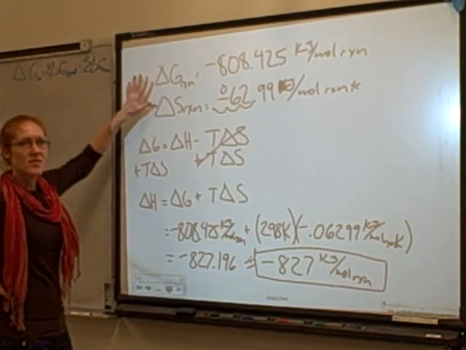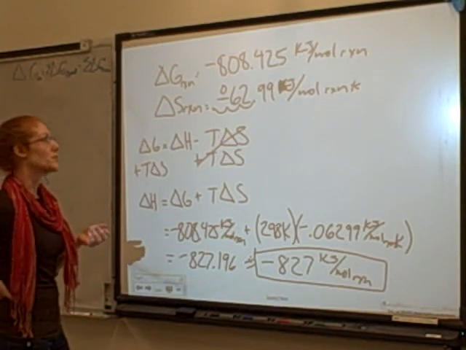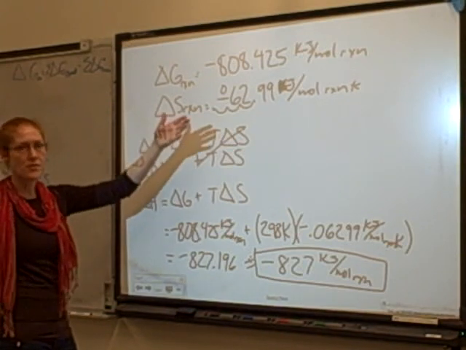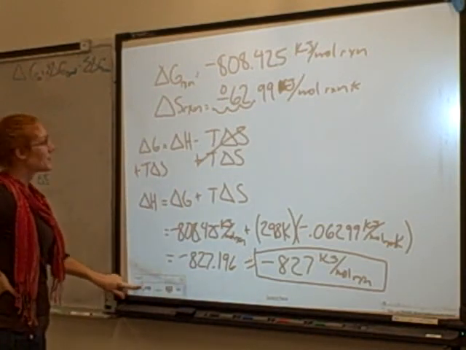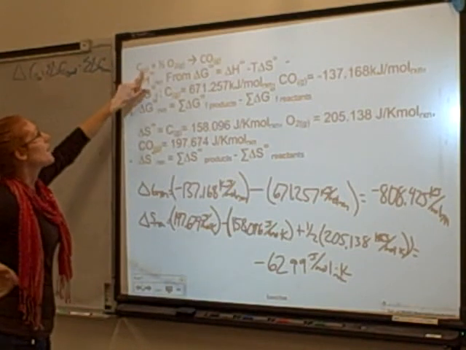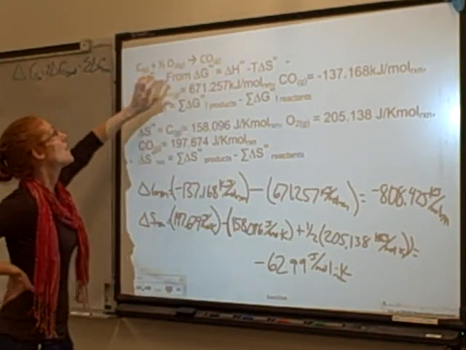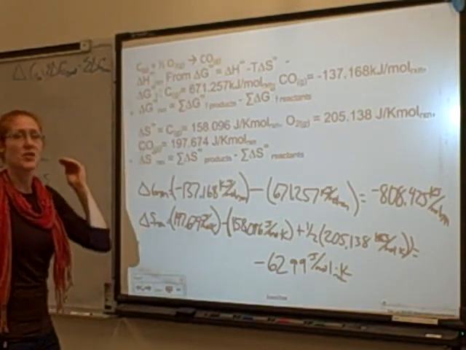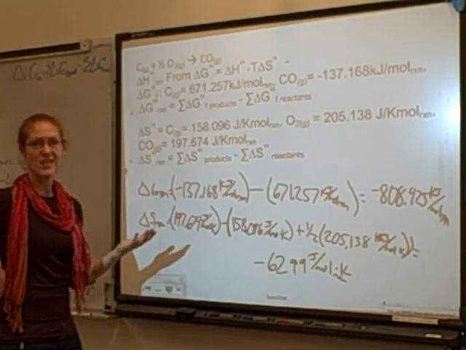Our values make sense. It's a really good thing to calculate and then ask yourself, is that reasonable? So entropy values usually are in the joules. Gibbs values are usually in kilojoules. And when we look at this, I have a negative entropy, and I've got 1 mole of gas plus a half mole of gas turning into 1 mole of gas. I'm decreasing my moles of gas. I should have a negative entropy. I'm only decreasing by half a mole of gas, so that's 62.